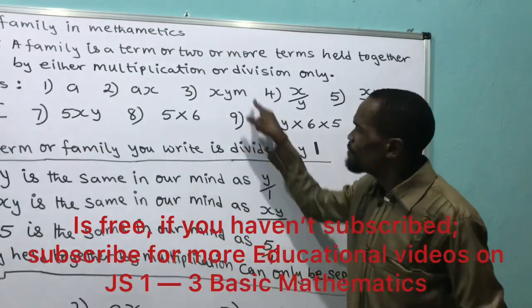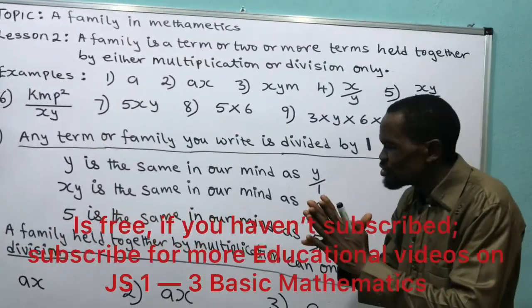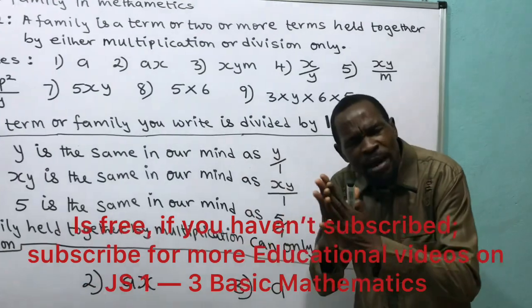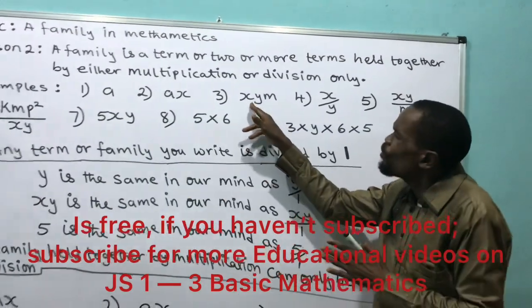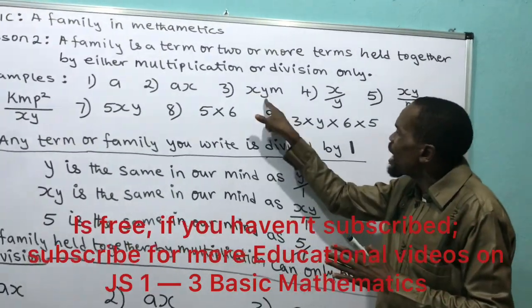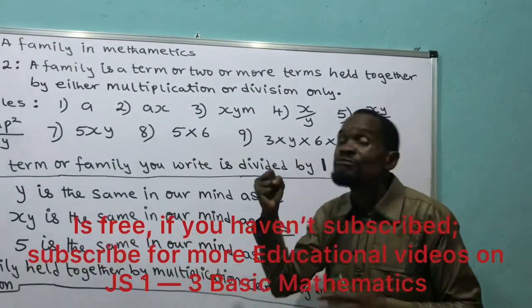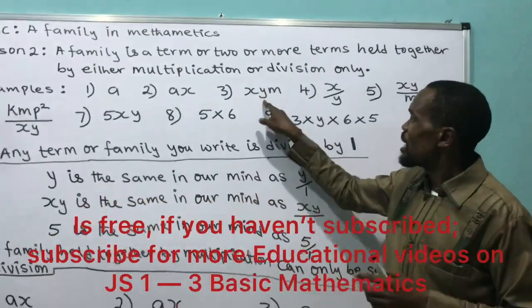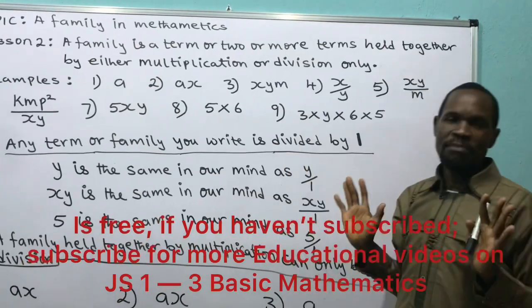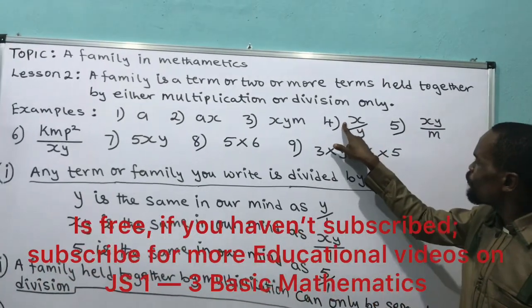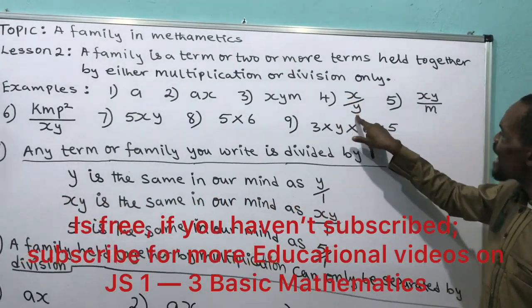XYM is a term held together by multiplication. How many people are in this family? X, Y, and M, and they are called one family. Maybe you, your brother, your mother. This is a family.